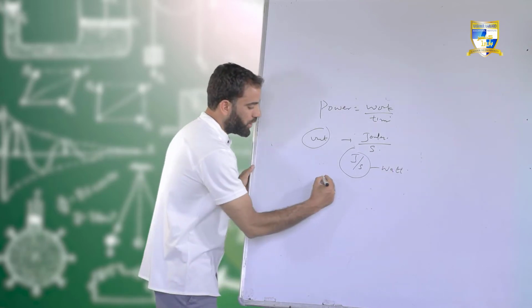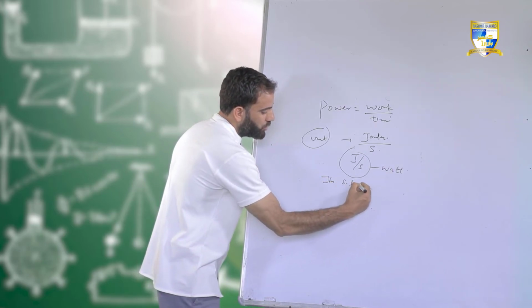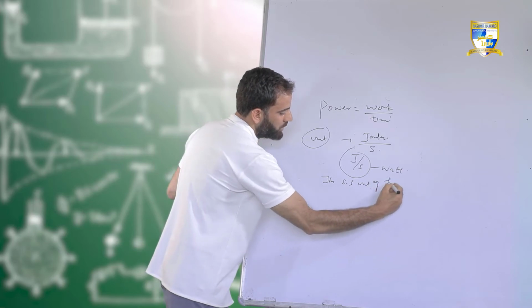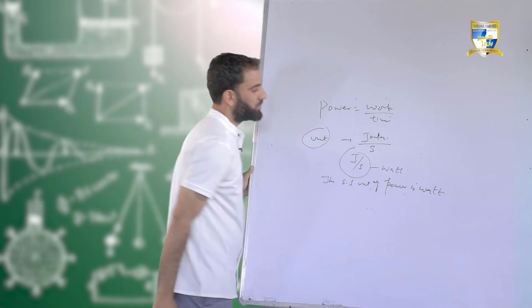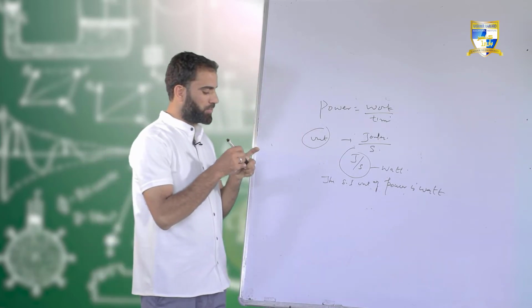So the SI unit of power is watt, W-A-T-T, watt. The SI unit of power is watt.